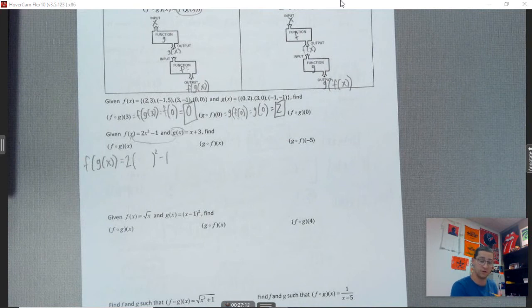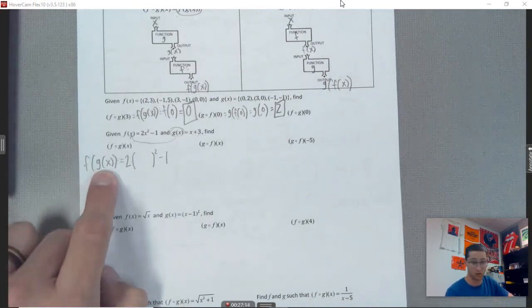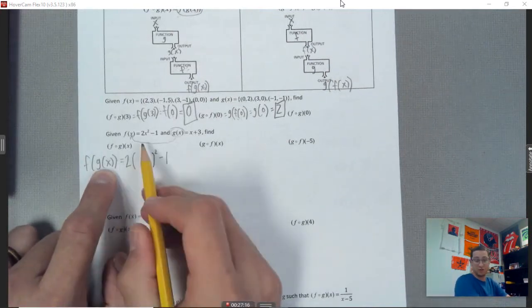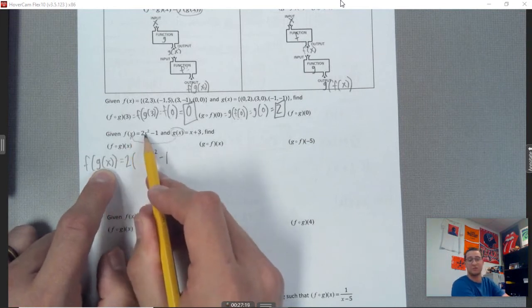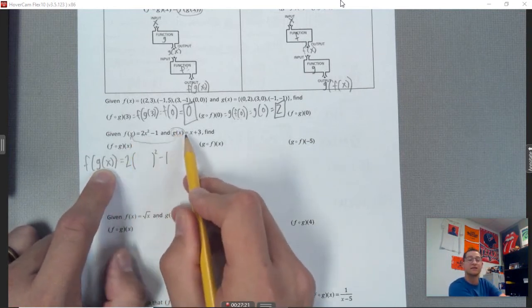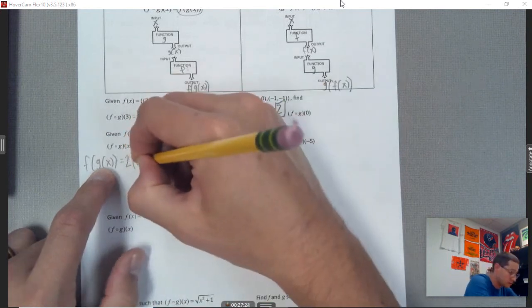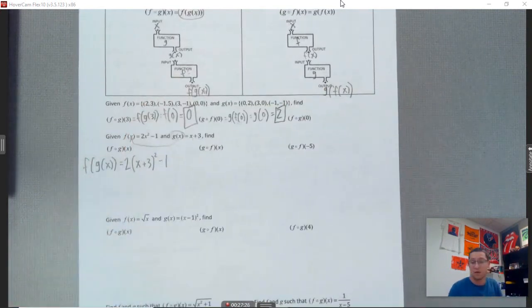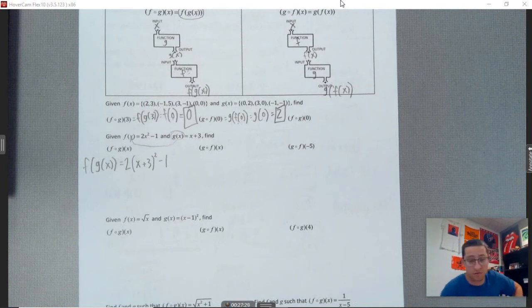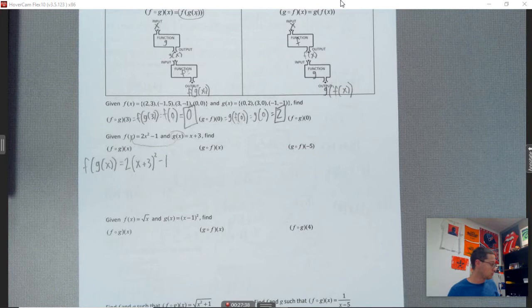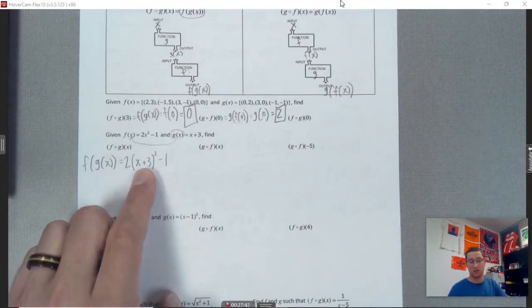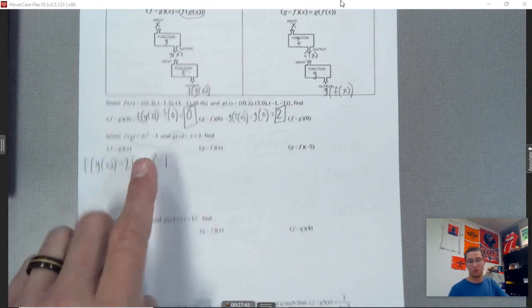Now, I'm going to fill in those parentheses. Because what's in those parentheses? If it was just f of x, x is in those parentheses, but now I'm doing g of x, so x plus 3 is in those parentheses. And that's a perfectly fine answer. You could simplify this if you wanted, and maybe it's a good time to do that because we haven't done a quadratic simplification in a while.